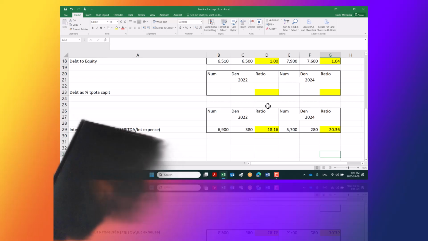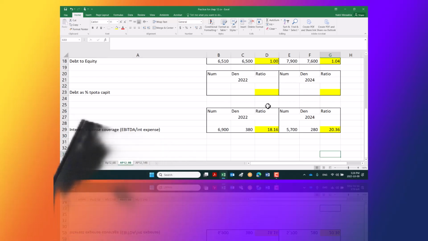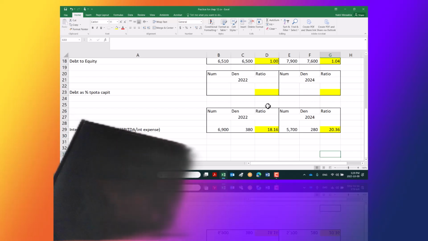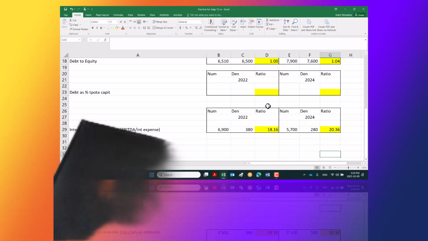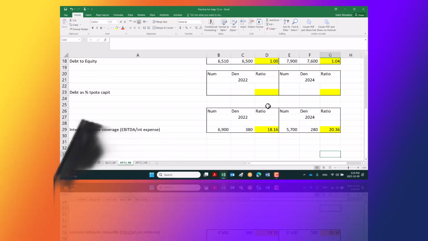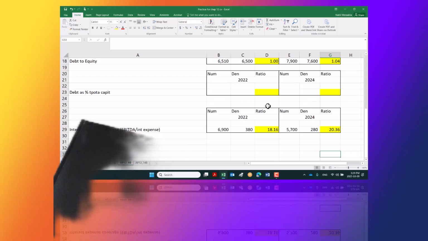In 2022, they were able to cover up to 18 times the interest expense. They had enough earning to cover up to 18 times interest expense. Now in 2024, they have enough to cover up to 20 times. Is this an improvement or deterioration? Very good, an improvement, and clearly an improvement. So their ability to cover interest is better now. It goes from 18 times a year before. This is exactly what you're going to do.